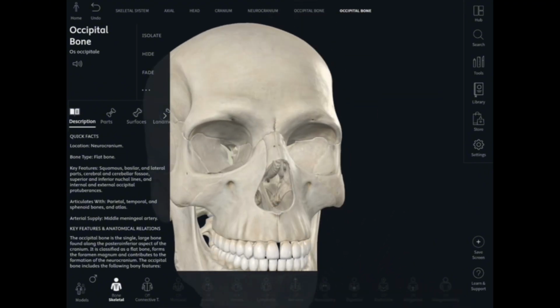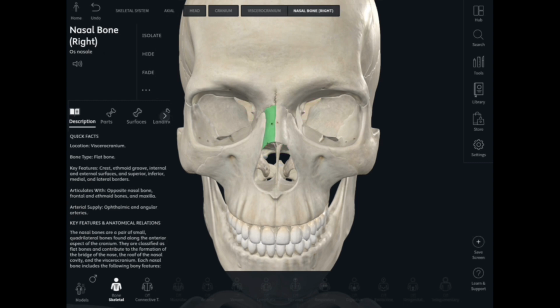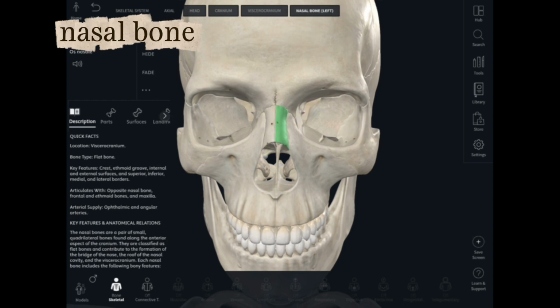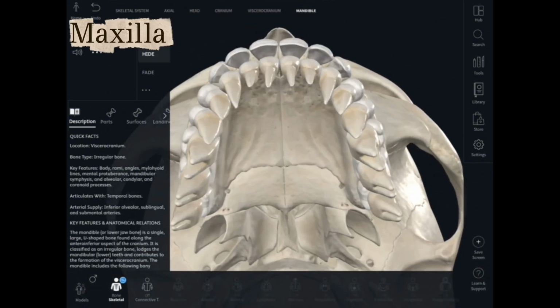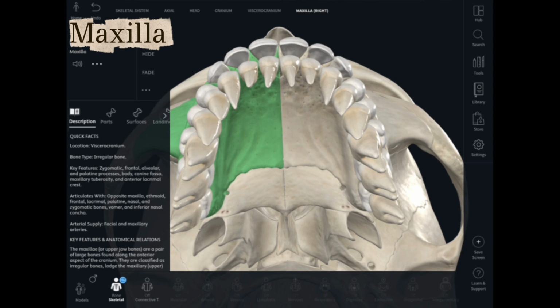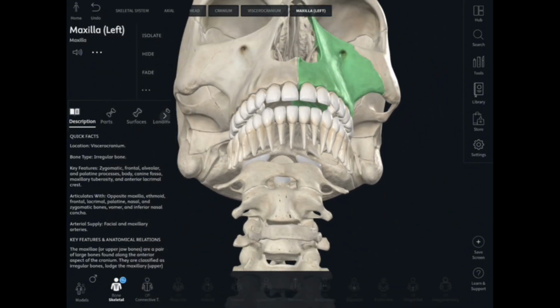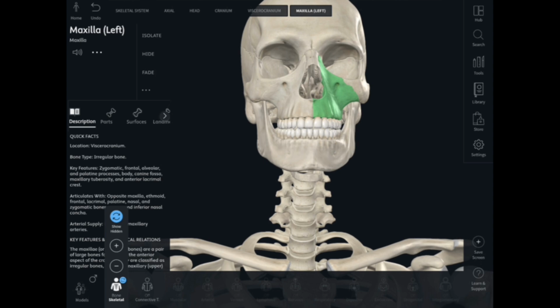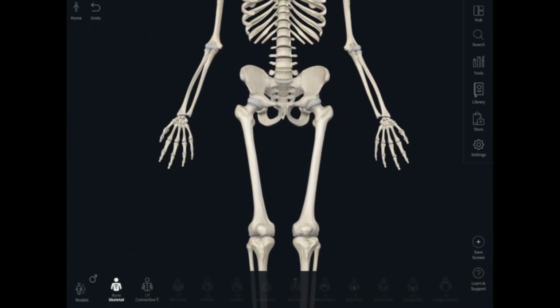And we also have bones which are irregular, such as the facial bones, like the nasal bone and the maxilla. And we can see that the maxilla forms the upper part of the mouth. We have a left one and a right one. So now let's talk about the appendicular skeleton, which includes the extremities.